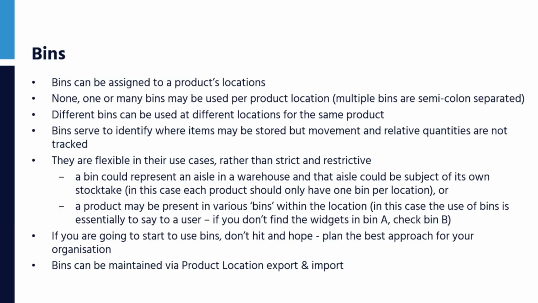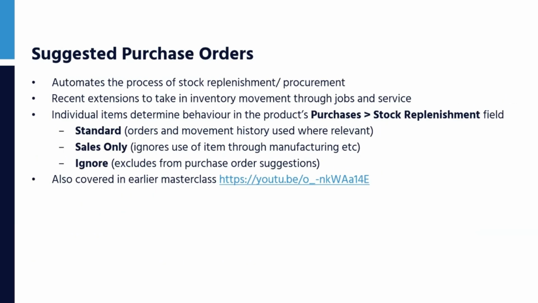The other thing to point out as well is that the bins are created sort of spontaneously. So as you add them to the locations for the items, there's no lookup list per se. And if you do have multiple bins, you use a semicolon delimiter to separate the bins for that one item. So that's a little bit on bins.